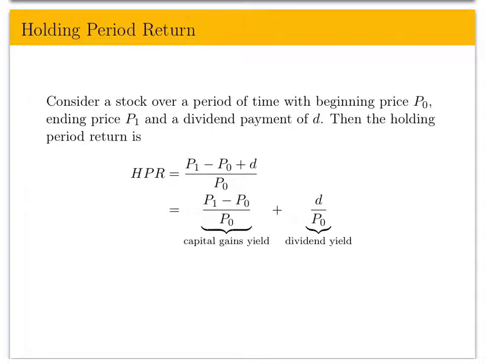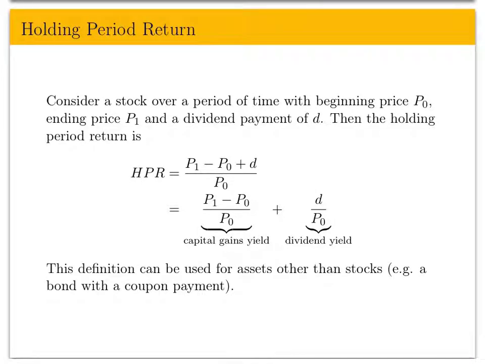This can further be decomposed as the capital gains yield, which is just the end of period price minus the beginning period price over the beginning period price, and the dividend yield, which is the dividend over the original price. This definition of holding period return isn't exclusive only to stocks, but can be used for other assets, such as a bond with a coupon payment instead of a dividend.